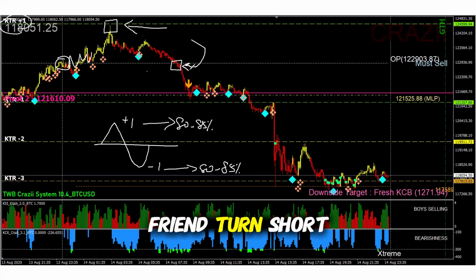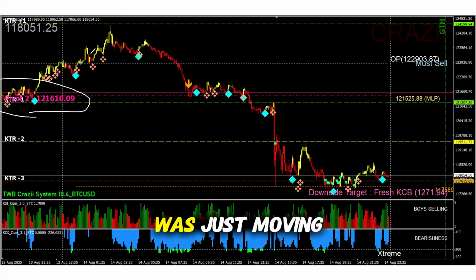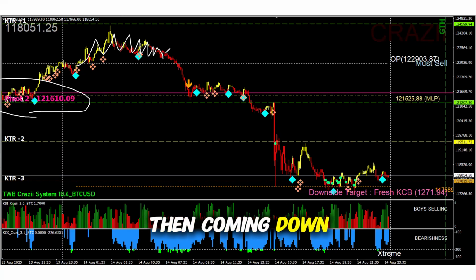I told my friend to turn short in the market. So when it started to turn short, the price really started to come down and it stabilized exactly at the pivot 2 level. Now look at it, guys. Pivot 2 is a number on the screen. And the market was just moving sideways, then coming down, right?